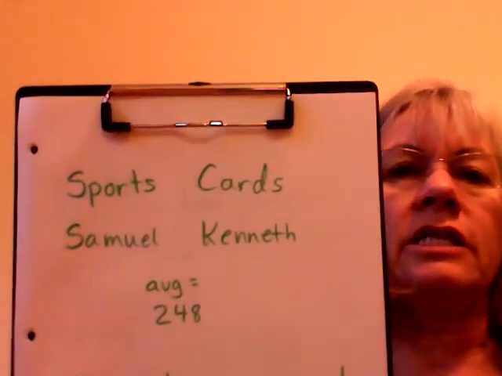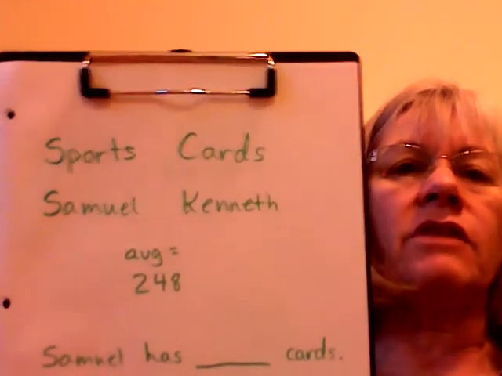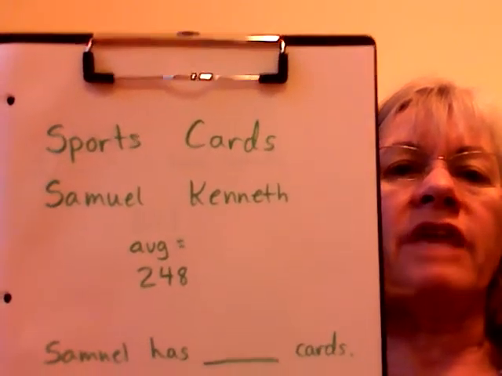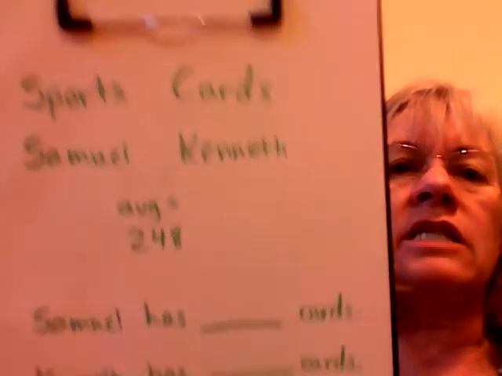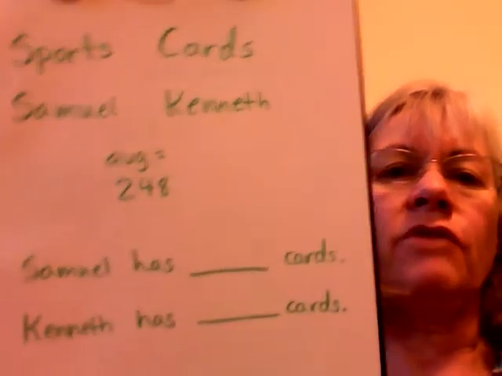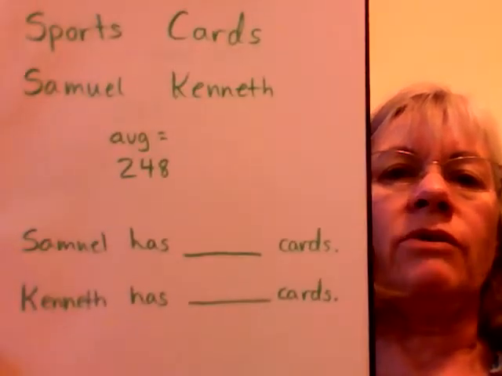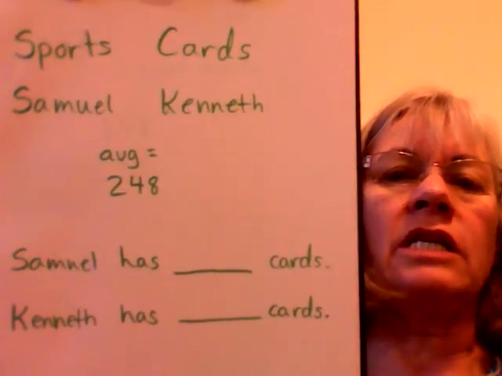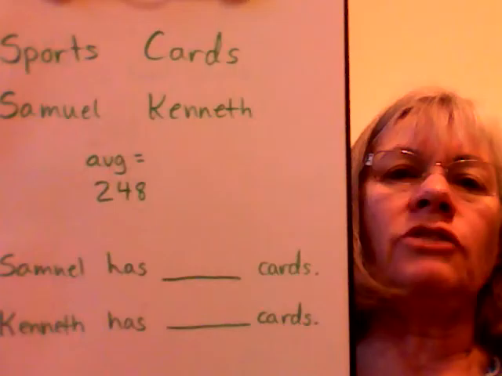The problem states that their average is 248. That means that if the total amount were divided exactly equally, each boy would have that amount. And the situation asks us to calculate how many cards Samuel has and how many Kenneth has. In order to do that, we're going to start with the average that we already know. And I said that understanding equal parts is important here. Average means if things were divided exactly evenly, that amount would be the same for each person in this situation.